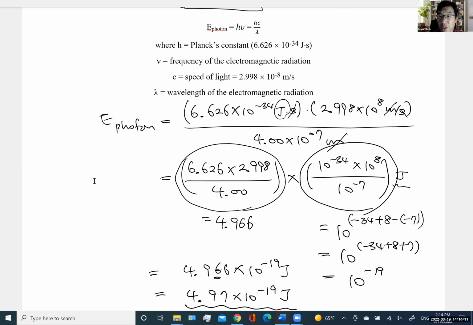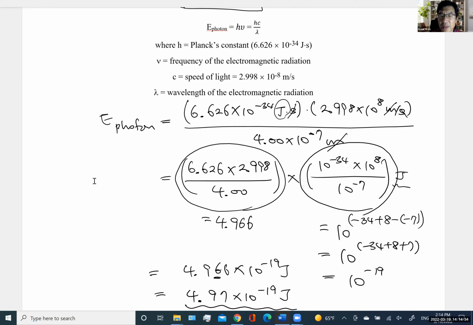For the exponent portion, we can do the calculation. It is 10 to the negative 34 plus 8. When the exponents are multiplied and the base is the same, we can simply add up the exponents. Divide by 10 to the negative 7. When it is division, it is subtraction. So minus negative 7, which is positive 7. When you calculate it, it is 10 to the negative 19.